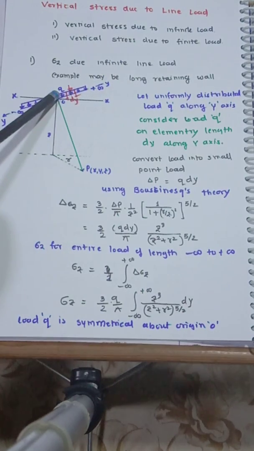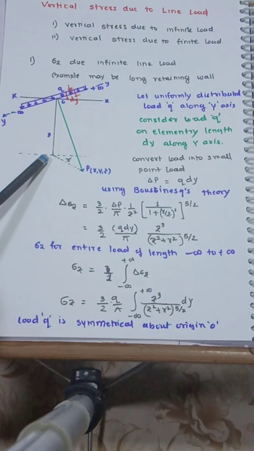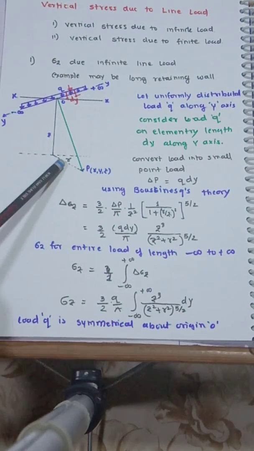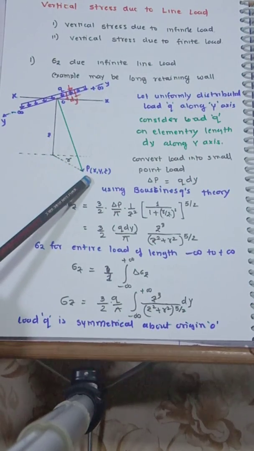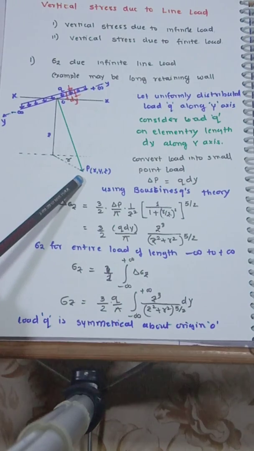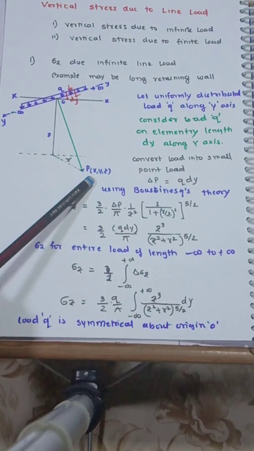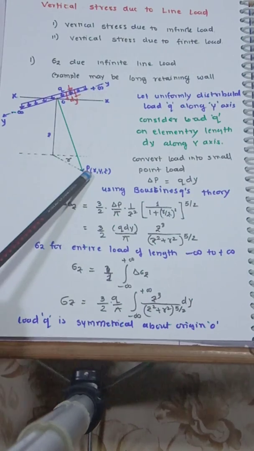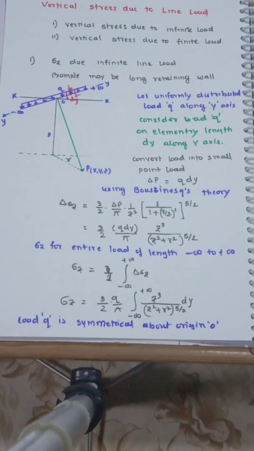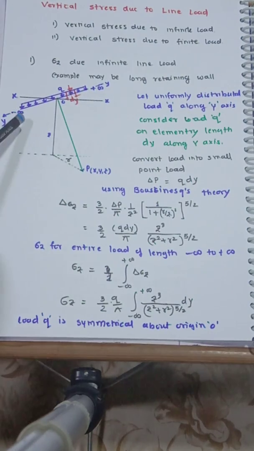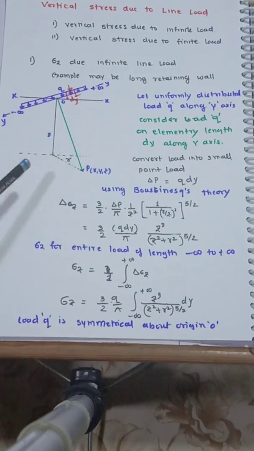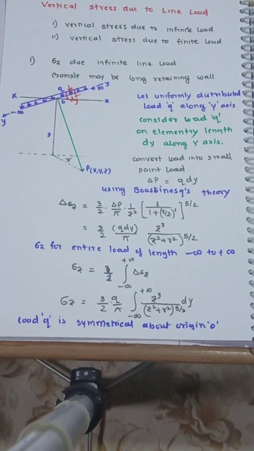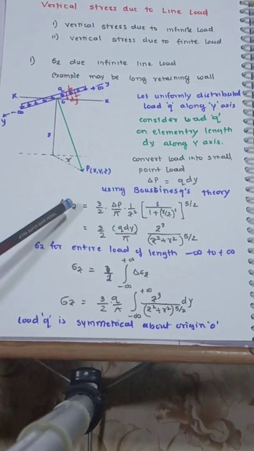and at a depth z and radial distance r. Suppose this is the point, any point P, at a distance x, y, z. At this point we require the vertical stress. So this is a uniformly distributed load. Again we have to use Boussinesq's theory, and Boussinesq's theory is given for a point load.